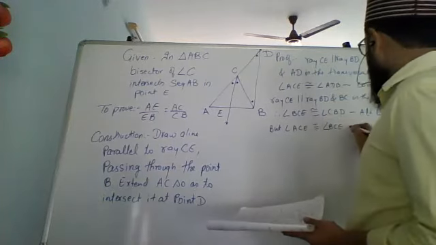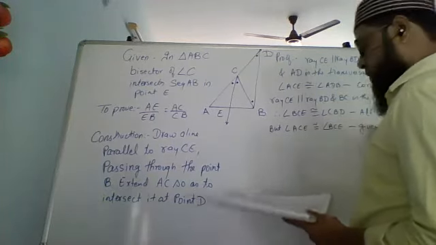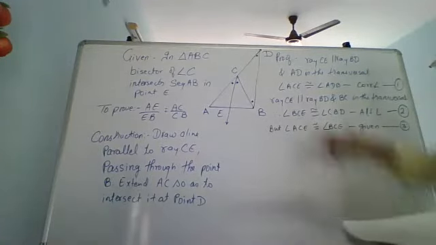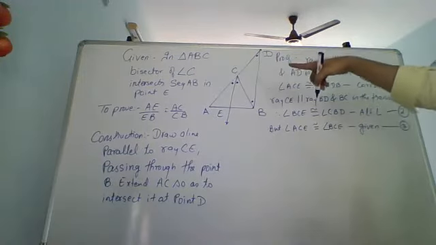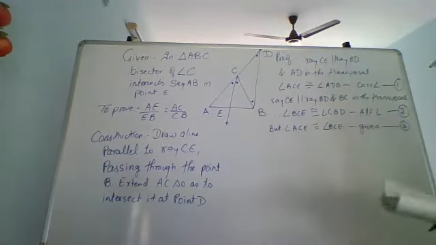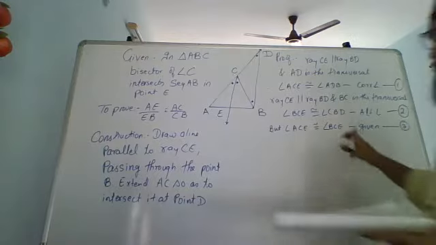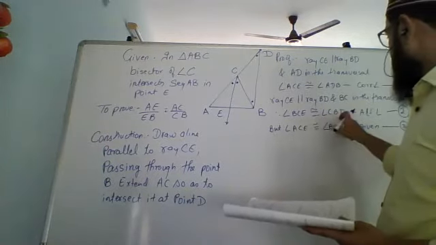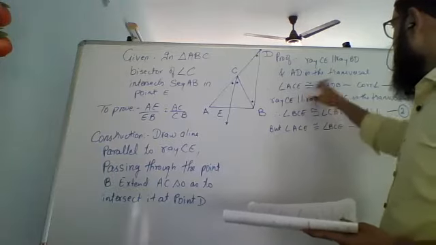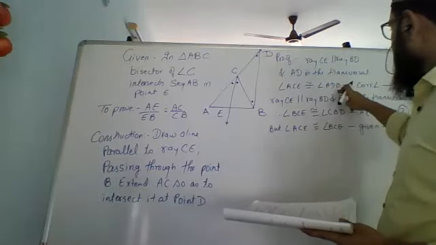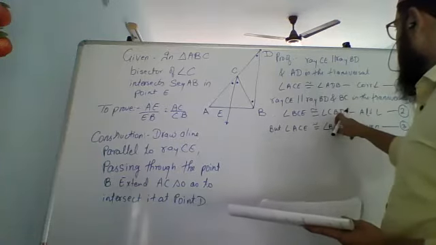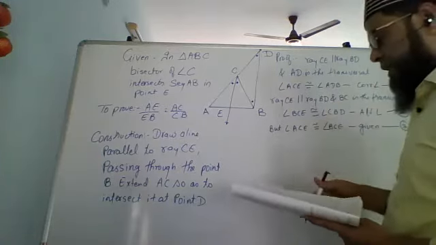This is given to me because it says that CE is the bisector of angle C. So it is given that these two angles are equal. So from these three I can say ACE is equal to ADB and BCE is equal to CBD. So I can say ACE.